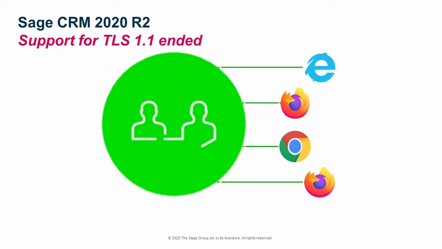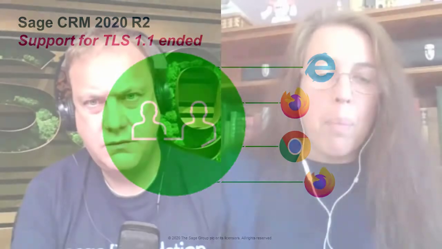We don't have a definite date for some of the browsers, and they're not coordinating their deprecation of TLS 1.1. But over the course of this year, only 1.2 will be the minimum version for TLS. So it's really important that we remain compliant.